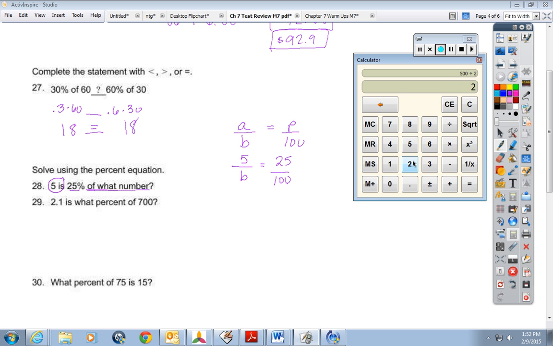Now is my answer a number or a percent? It's a number. Yes? I did it on 27. I did 30 times 16 and I divided it by half and did it. Yes, that's fine. That's another way to do it too.